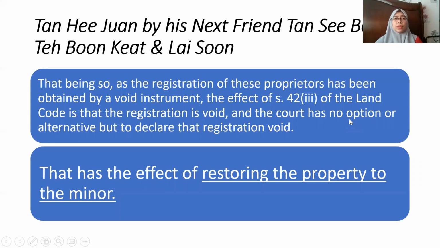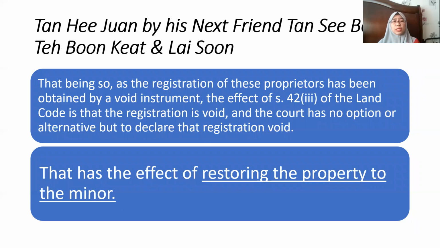Applying the ruling of the Privy Council to the facts of the case, as the registration of these proprietors was obtained by a void instrument, even though it was registered, it now becomes void. Now the effect of Section 42: we cross-refer to the National Land Code, Section 42, Clause 3.